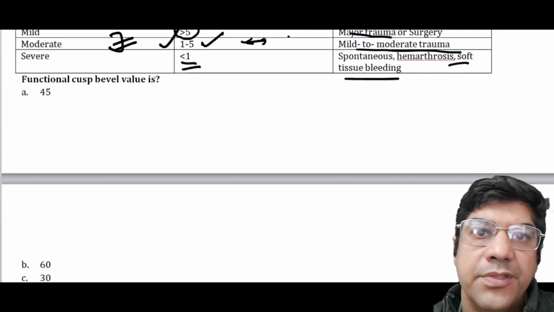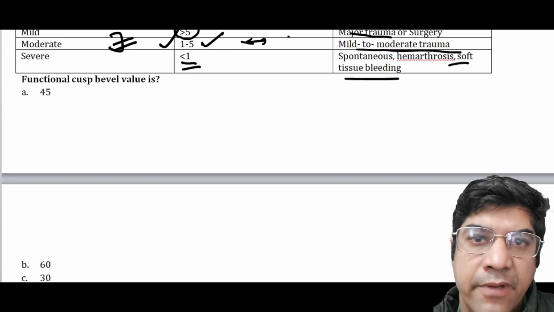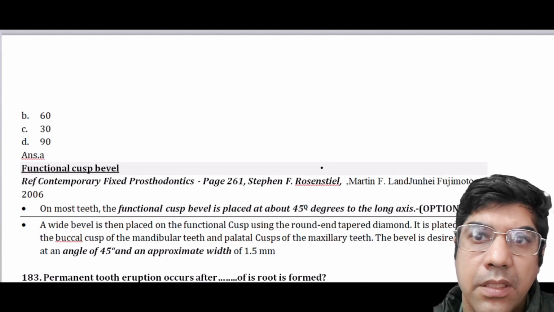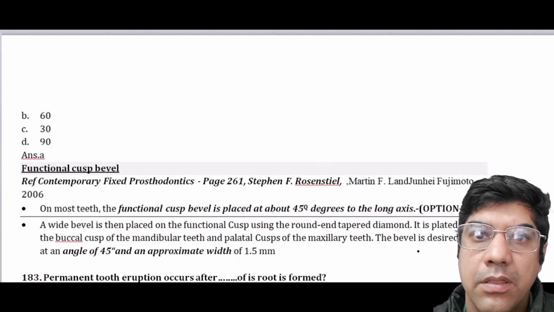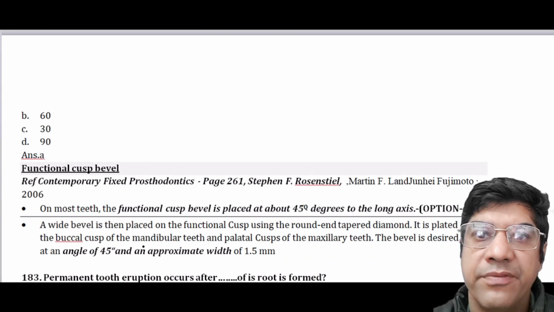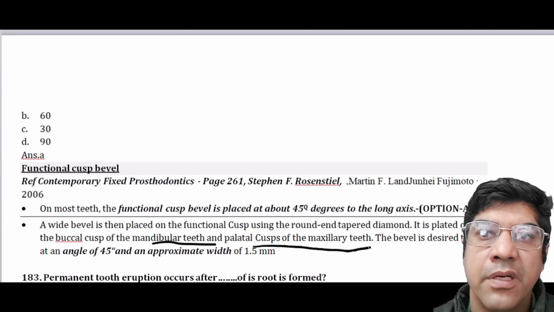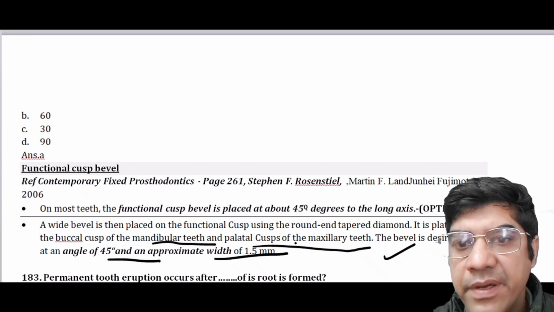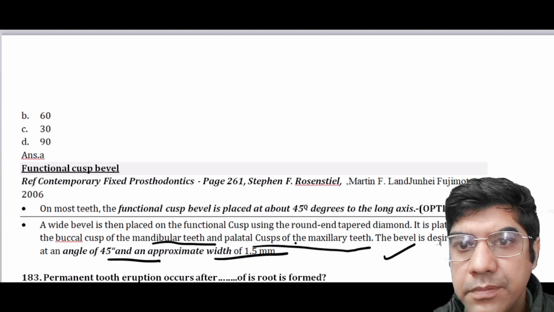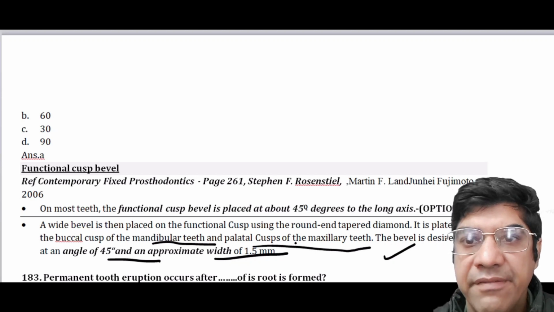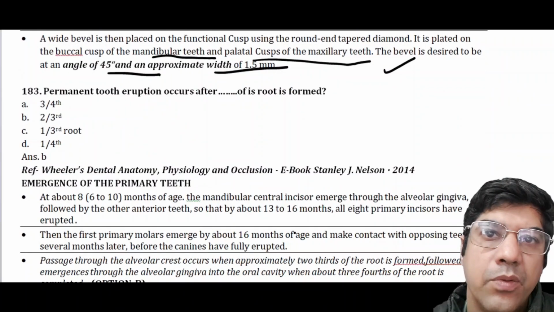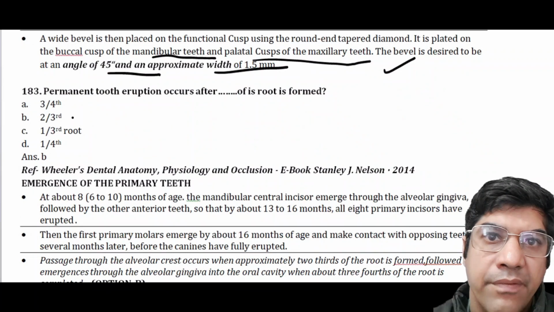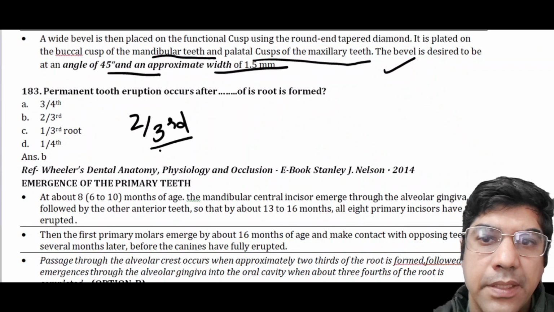The functional cusp bevel value is 45 degree. So the functional cusp bevel is placed on the buccal cusp of the mandibular teeth and palatal cusp of the maxillary teeth with an angle of 45 degree and width of 1.5 mm. So that is given to facilitate the proper setting of the restoration. The permanent tooth eruption occurs after 2/3 of the root is completed.